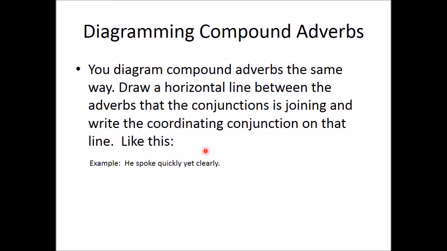So how will it look in a diagram? Draw your T. Subject is he. Spoke is your verb. Quickly and clearly are both adverbs describing how he spoke. We're going to draw the horizontal line that's dotted for the conjunction and then put the conjunction on that dotted line. So not too terribly complicated. Connecting adverbs and adjectives that are joined with coordinating conjunctions by putting a dotted line between the two elements that are being connected and adding the coordinating conjunction.